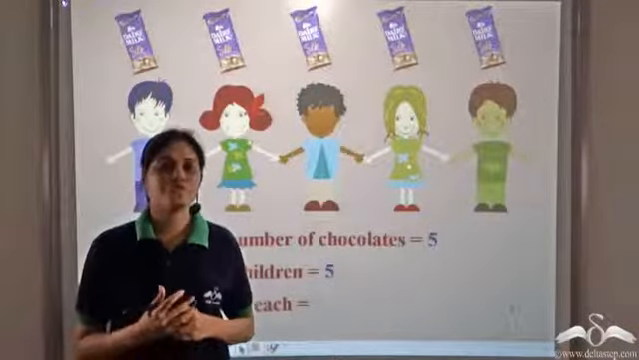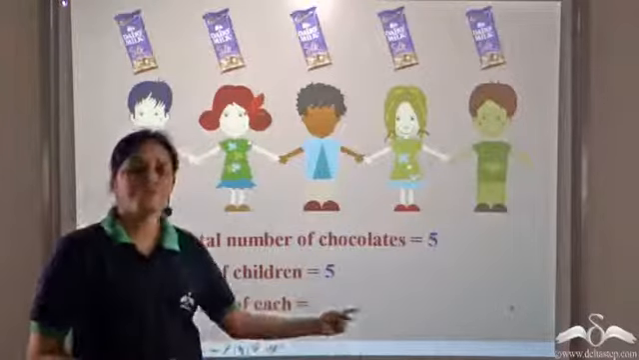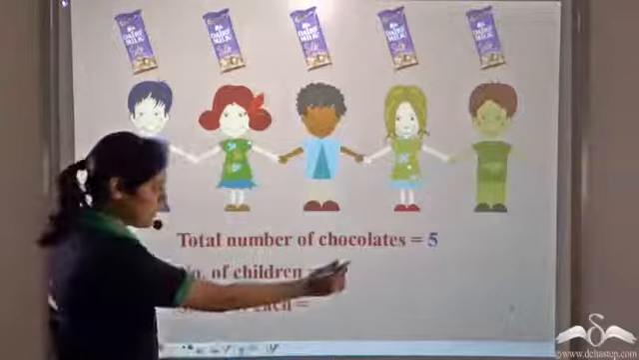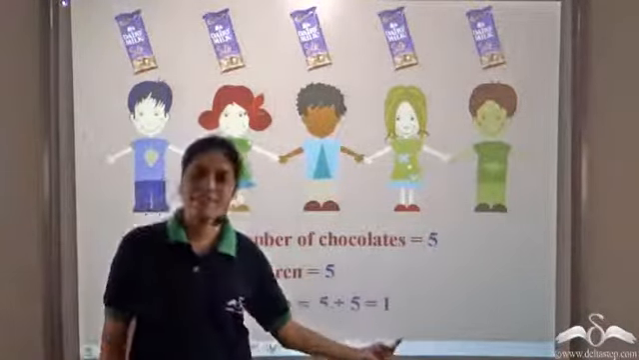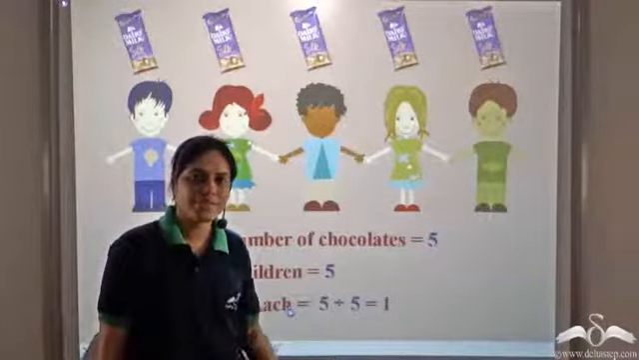Your dad gives you 5 chocolates and you have to distribute it among 5 of your friends. So what will be the share of each friend? 5 chocolates divided by 5 children, 5 by 5, that is 1. So each of them will get 1 chocolate.